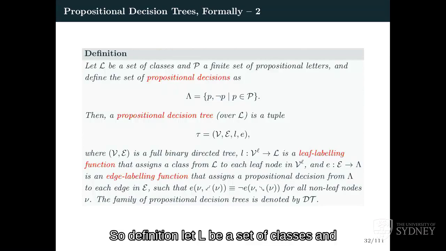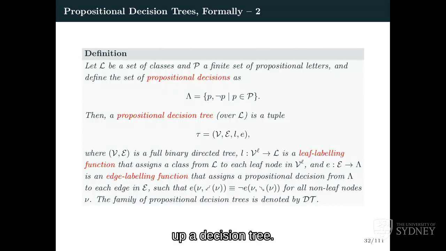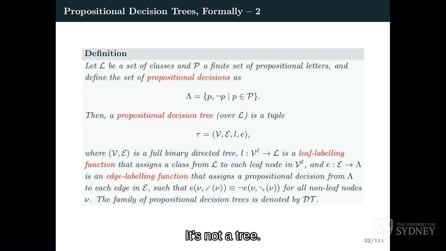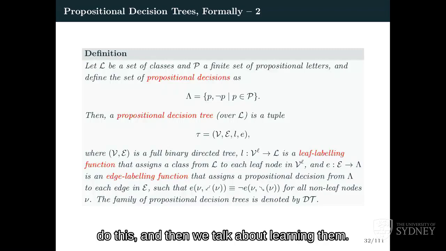So, definition, let L be a set of classes and P a finite set of propositional letters. That is the two things that you need to build up a decision tree. I'm not talking about learning it yet. A decision tree is a decision tree. It doesn't matter how you learn it, all right? You've got to be able to distinguish a real tree from a false one, from a non-decision tree, right? So you take just a bunch of letters and you got 3 children and one of them goes back. It's not a tree, okay? So you need to be able to do this, and then we talk about learning them.